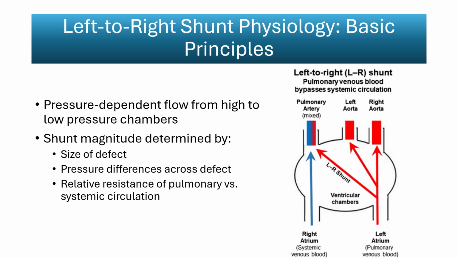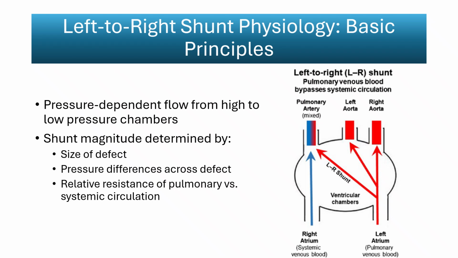Left-to-right shunting forms the foundation for many acyanotic congenital heart lesions, so it is the right starting point when reviewing neonatal cardiovascular physiology. Flow across a defect always follows pressure gradients, moving from higher pressure chambers or vessels to lower pressure ones. In the newborn, systemic pressures normally exceed those on the right side, creating a natural direction of shunting from left to right.